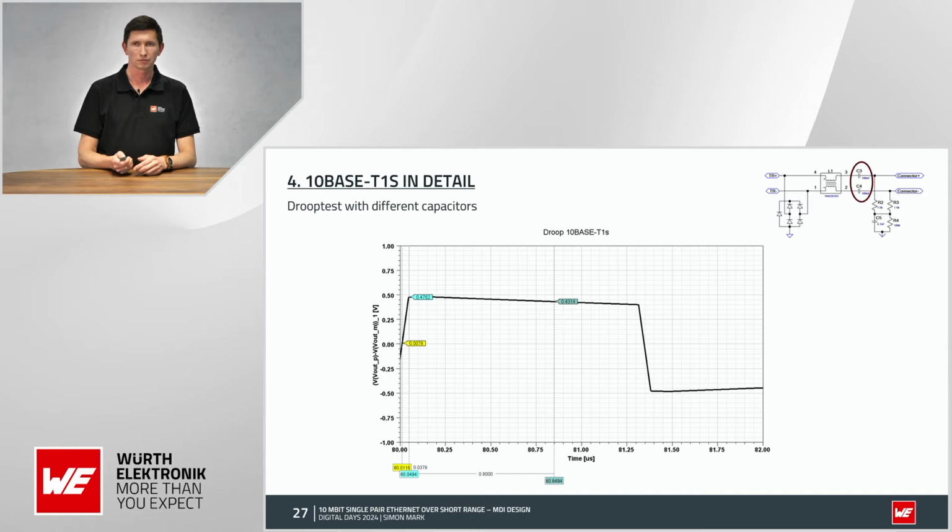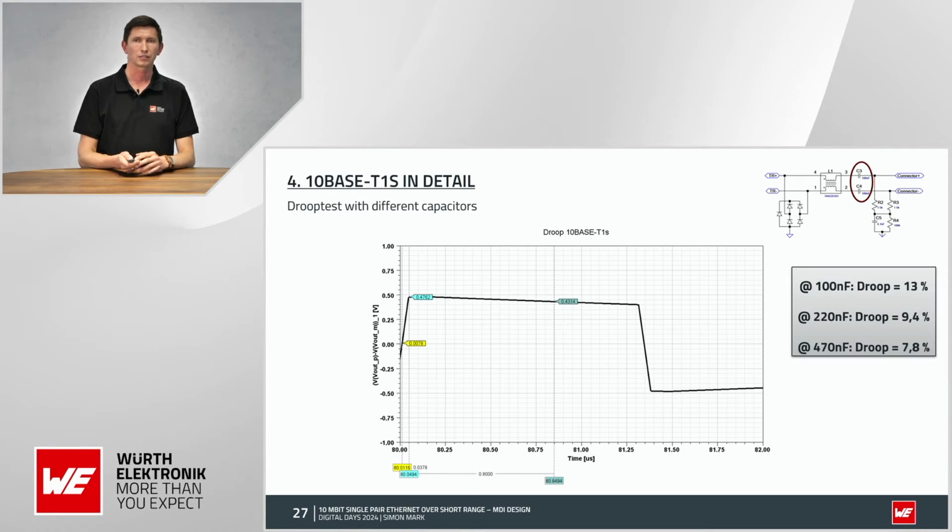In our circuit, we are looking mostly at C3 and C4 to work on the droop, because the common mode choke is in our case finite. In this way we say, okay, we will not change the common mode choke, but we can play with the capacitance. And here, if we use a 100 nanofarad capacitor, we have a droop of 13%. If we go higher to 220, we have 9.4, and with 470 nanofarad, we are at 7.8% of droop.